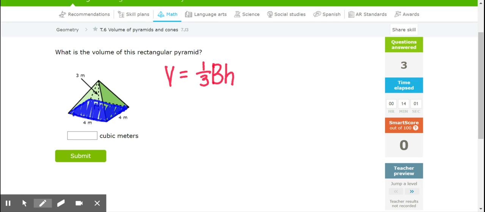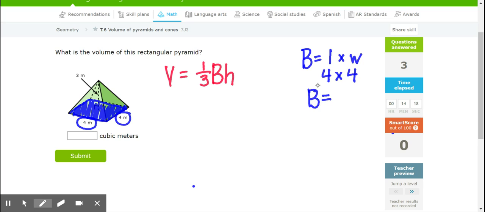Well, that's a square. So formula for area of a square is just length times width. My length is 4, my width is 4, so 4 times 4. My area of my base, my capital B, is going to be 16 because 4 times 4 is 16.